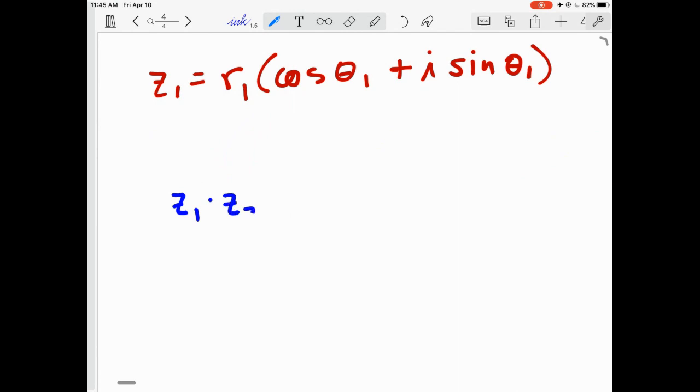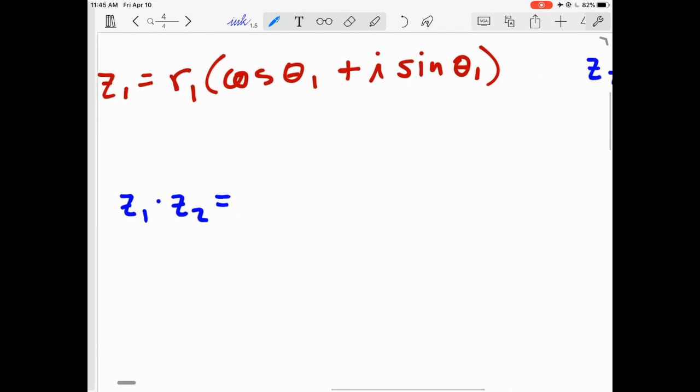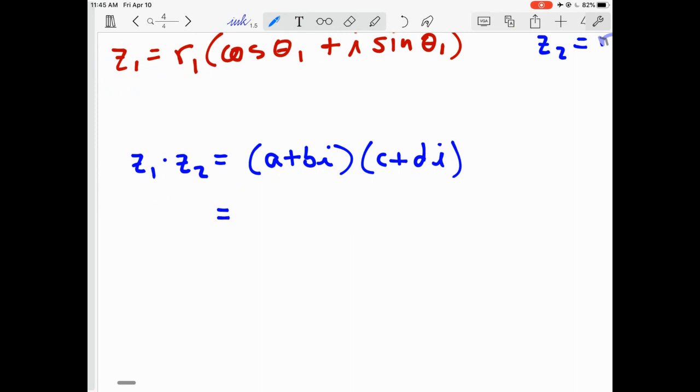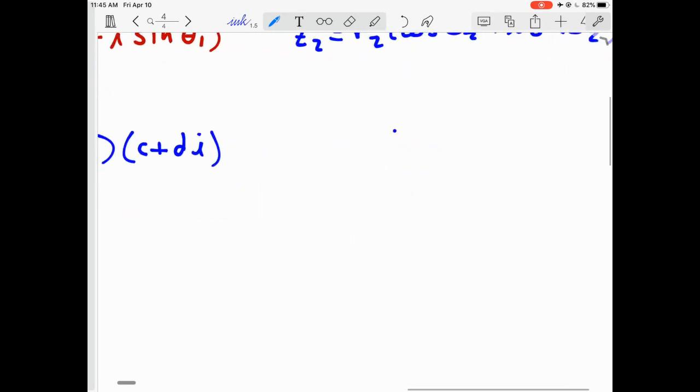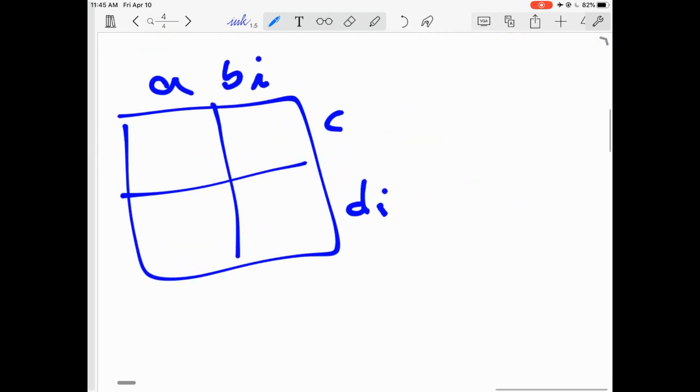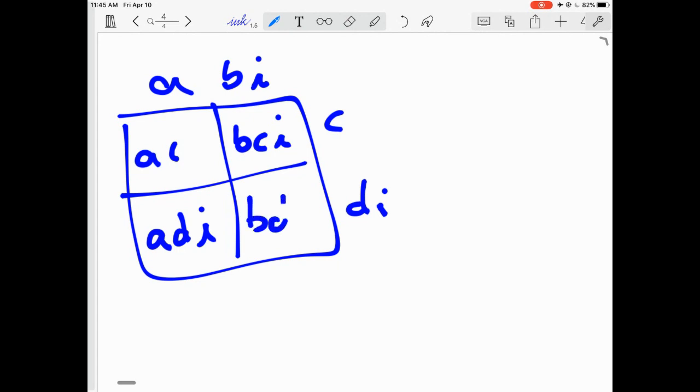z1 times z2 is equal to, well, z1 was a plus bi, and z2 is c plus di. Multiply those together. If you want to use a table to organize your thoughts, you can. a, bi, c, di. We get a times c, bci, adi, and bdi squared.